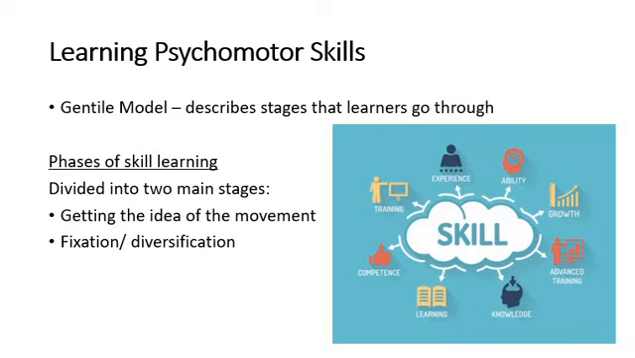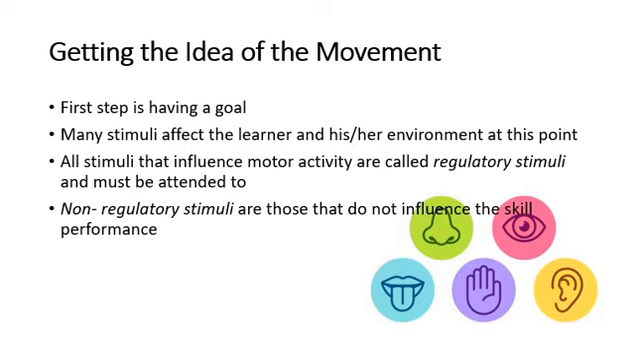Okay, so let's move on with our first stage, which is getting the idea of the movement. Of course, this is the first or initial step. And for us to be able to do that, we first have to have a goal. That is, the learner is confronted with a clear-cut need or problem. So, for example, you want to do some range of motion exercises on your patient or your classmate, then you need to think, okay, what would be your goal.